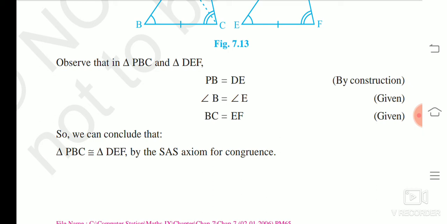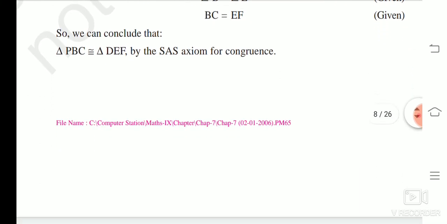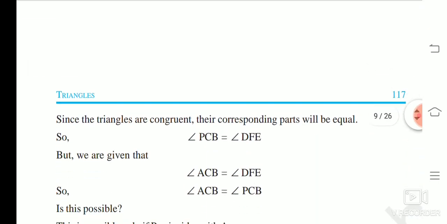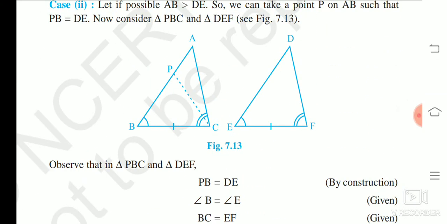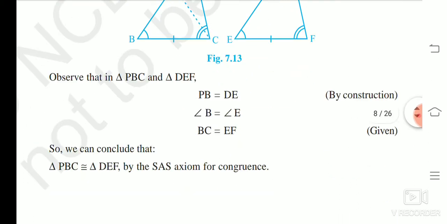But think about the corresponding parts of congruent triangles. Since triangles PCB and DFE are congruent, angles at C and F are equal. This is the corresponding parts of congruent triangles. If it's equal, such a point P is not possible, unless P and A are the same point.